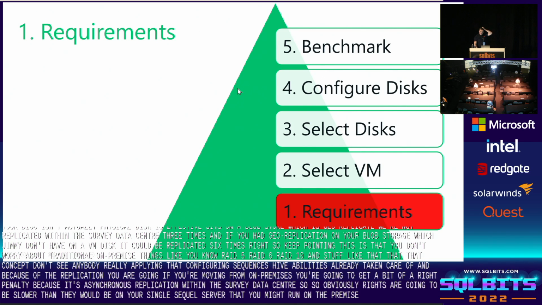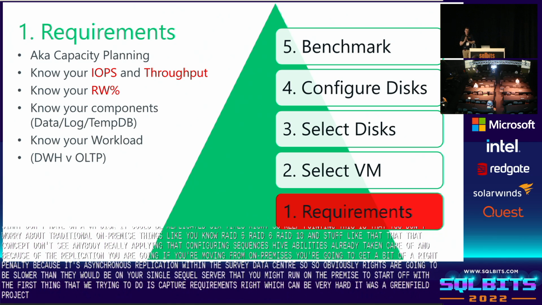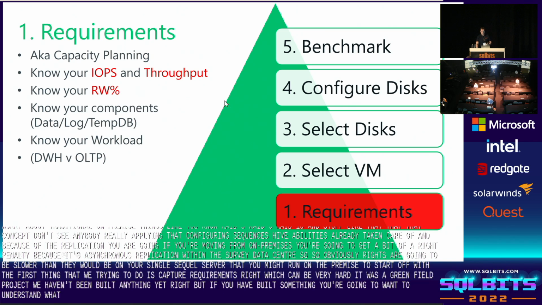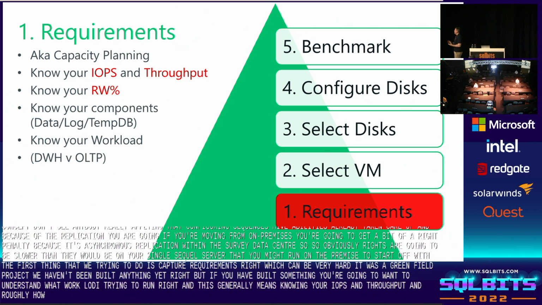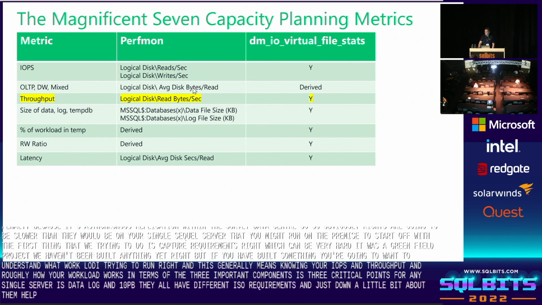So to start off with, the first thing that we try and do is capture requirements, right? Which can be very hard if it's a greenfields project where you haven't actually built anything yet. But if you have built something, you're going to want to understand what workload you are trying to run. And this generally means knowing your IOPS, your throughput, and roughly how your workload works in terms of the 3 important components. There's 3 critical components for any SQL server. It's data, log, and tempdb. They all have different I/O requirements, and just knowing a little bit about them helps, right?